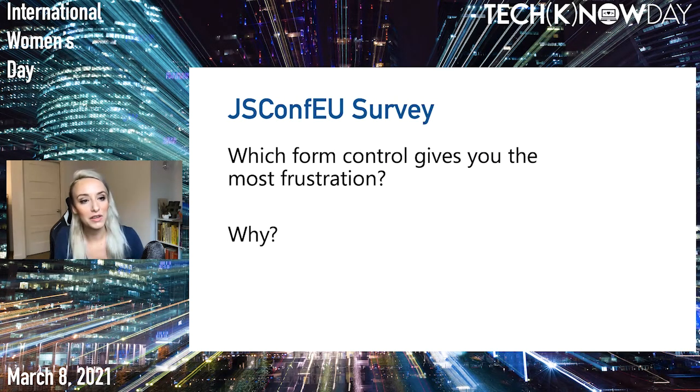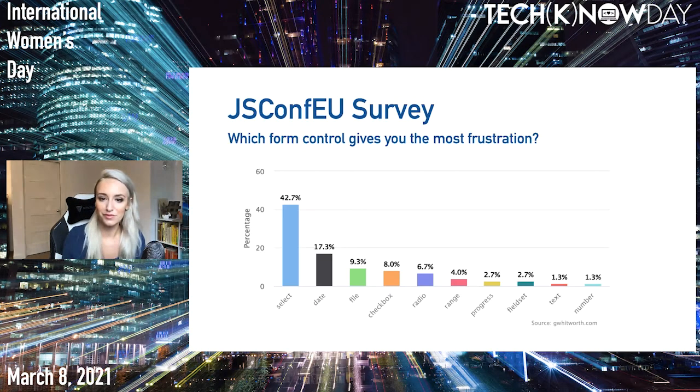And so Greg followed up with an amended survey. He asked JSConf EU attendees all the same questions, but he added 2 additional ones. He asked, which form control gives you the most frustration and why? And Select clearly stole the show, with nearly half of respondents saying Select. The next highest control that gave the most frustration was date, and that was only with just under a fifth of respondents.